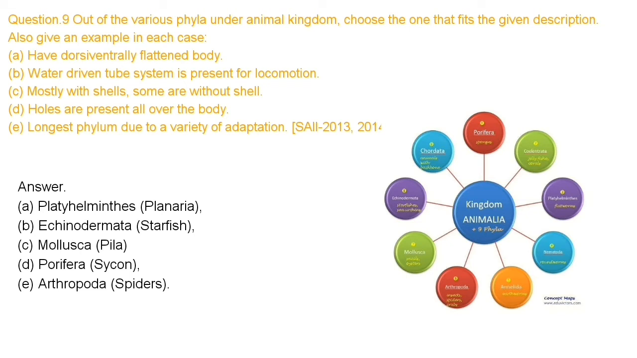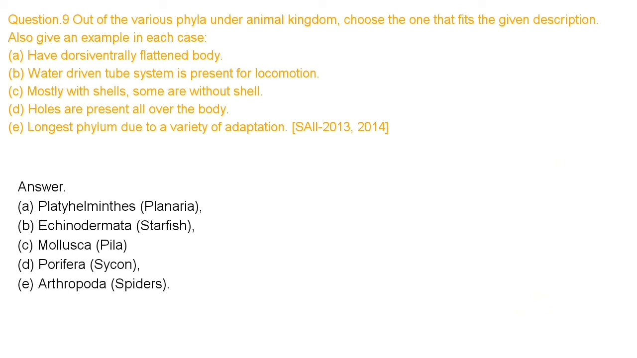Number D: holes are present all over the body. The answer is Porifera, and the example is Scypha. Porifera is a phylum of aquatic invertebrate animals that comprises sponges. The next one, number E: largest phylum due to a variety of adaptations. This question was there in SA2 2013. This entire question was there. The answer is Arthropoda, and the example is spiders. Arthropoda is a large phylum of invertebrate animals that includes insects, spiders, and their relatives.